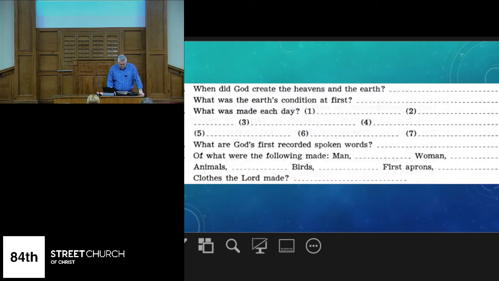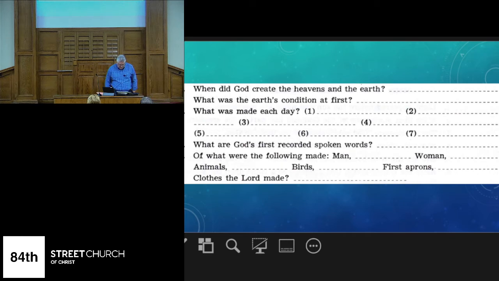Of what were the following made? Man. Made man out of dust. Out of the dust he made us. And he says, to the dust we will return. Woman. Was woman made from dust? Exactly how God did it, we're not sure, but it says that she was made from him, from one of his ribs.